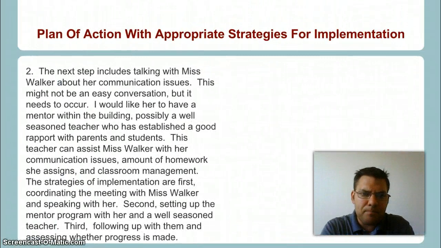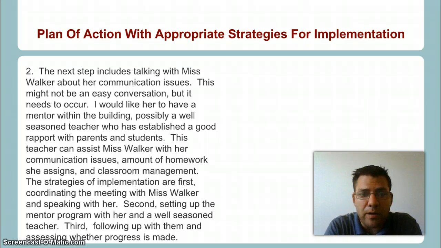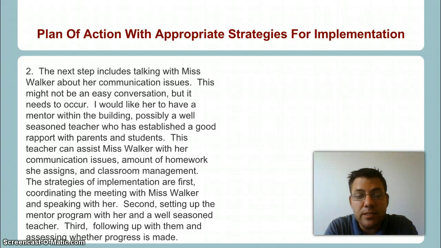This next step includes talking with Ms. Walker about her communication issues. I mean, there are obviously issues going on in her classroom that need to be addressed. This might not be an easy conversation, but it needs to occur. I would like her to have a mentor within the building, possibly a well-seasoned teacher who has established a good rapport with parents and students. This teacher can assist Ms. Walker with her communication issues, the amount of homework she assigns, and classroom management.